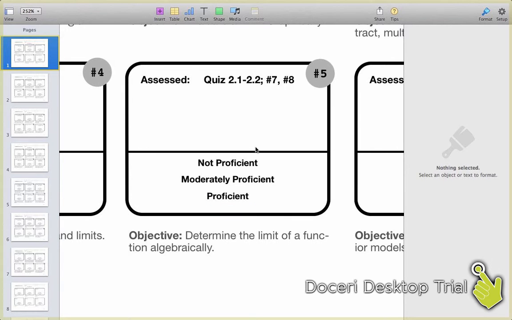If I got one of them correct, so one of the 2, that's 50% of the problems correct, then I would be moderately proficient. But if I got 0 of them correct, then I would be not proficient. So that's how you're going to analyze it. We can look at one more here if you'd like.